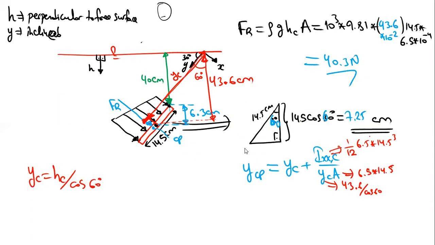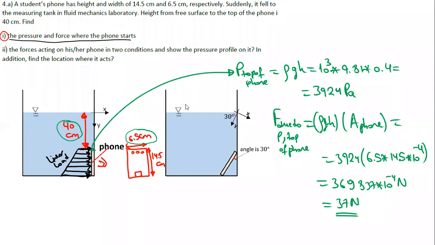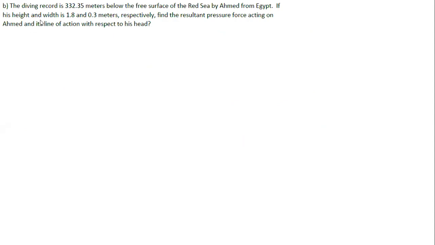Good. So we have finished the YCP part, and I finished the cases where in one case it is under some angle, and in the second case there is no angle. So now I will move on to the next question here. I do not want to waste my time. So the second question is that we have a diving record. This one is very similar to the previous questions. We have a diving record, which is 332 meters, 0.35 meters below the free surface. This is actually the same question, but I will just write the procedure here. You can get the values by yourself.